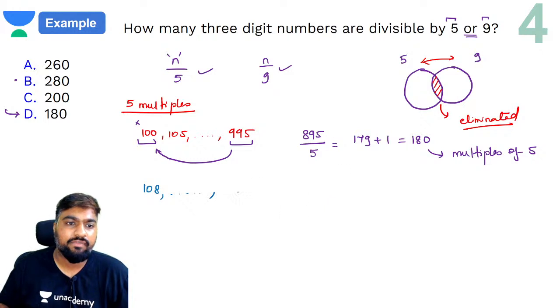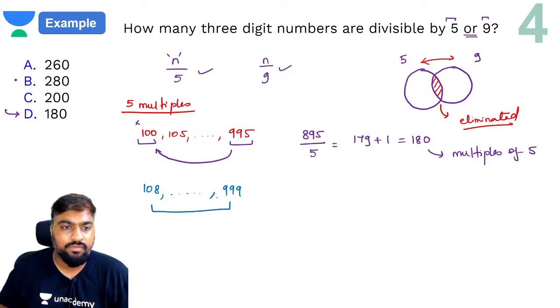1000, if I remove 1, it is 999. Yes, 108 to 999. This is what we have to find. So what do you do? Find the difference. What is the difference? 801, correct? 891.